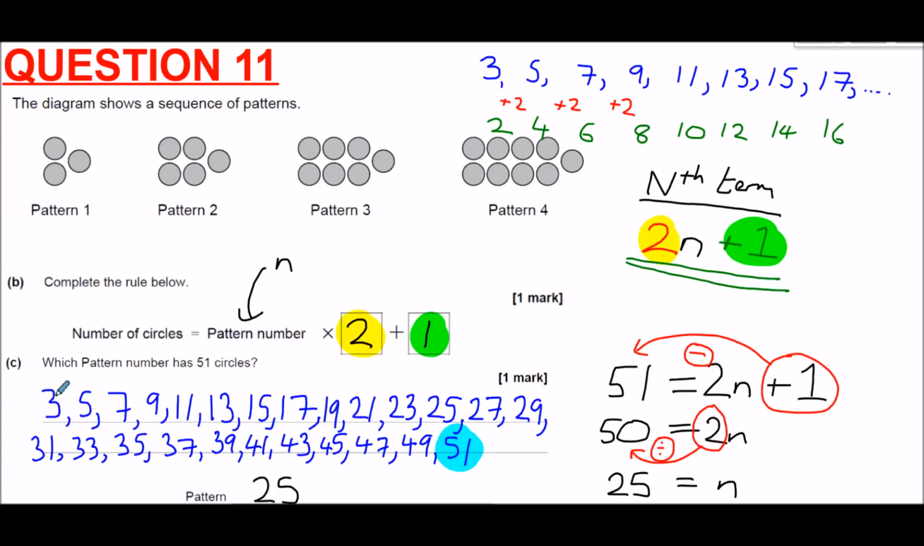So start from that, that's pattern number 1, second number, third number, fourth, 5th, 6th, 7th, 8th, 9th, 10th, 11th, 12th, 13th, 14th, 15, 16, 17, 18, 19, 20, 21, 22, 23, 24, 25th. So it's the 25th number along. So again, that's a longer way, but would still get you there. The pattern number is pattern number 25.